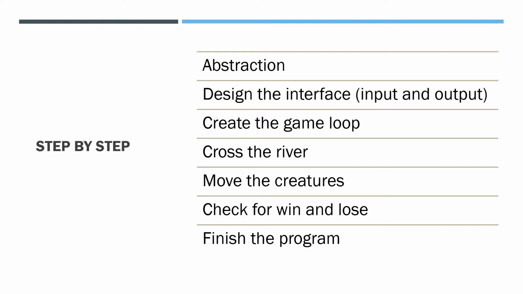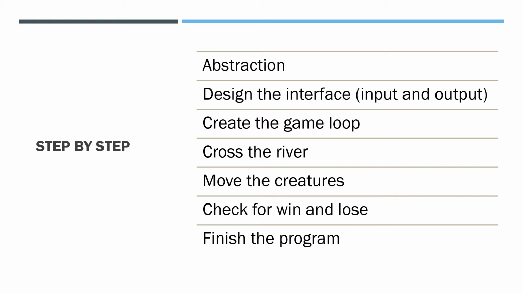This lesson is going to take you step by step through writing the program. There are 7 different things we've got to achieve to make the program work. We've got to use abstraction to simplify the problem down to its basic parts. We've learned last week why that's so important. We've got to design an interface. That's what the user sees on the screen. It will output the information that they need and take their inputs as they play the game.